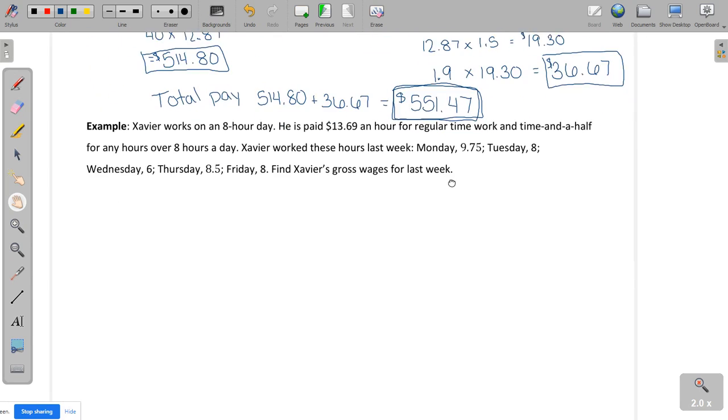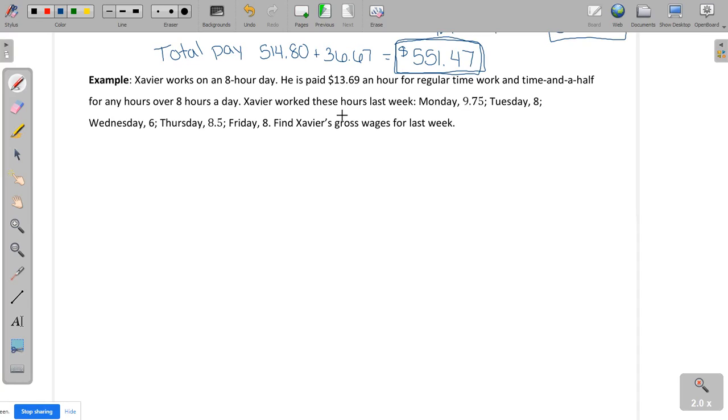Let's try the next one. Example. Xavier works on an 8-hour day. He is paid $13.69 an hour for regular time worked and time and a half for any hours over an 8-hour workday. So he gets paid by an 8-hour day and $13.69. He worked these following hours: Monday 9.75, Tuesday 8, Wednesday 6, Thursday 8.5, and Friday 8. What is his gross wages? So this one's a little different. Let's look at all of the hours right now.